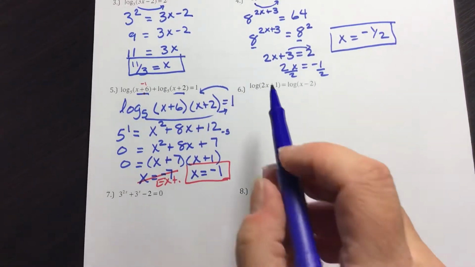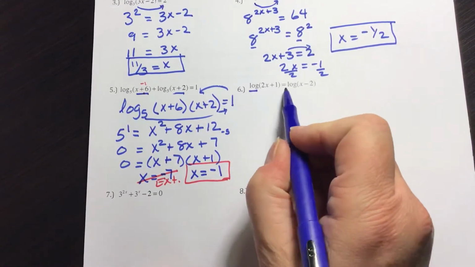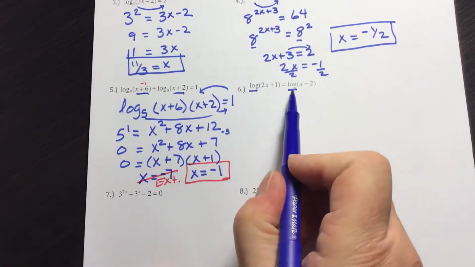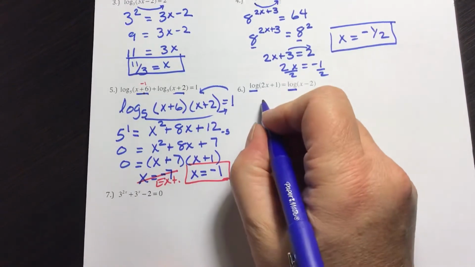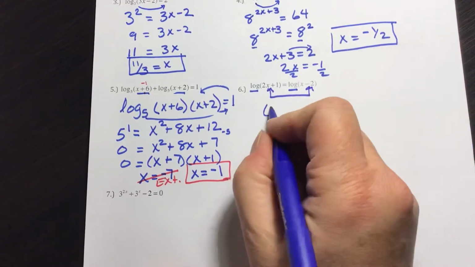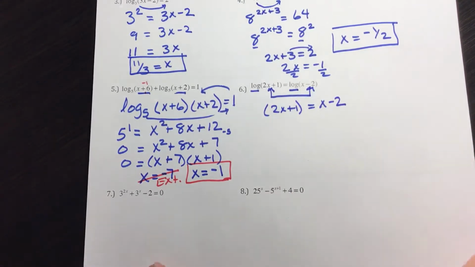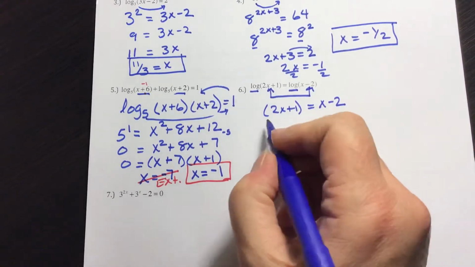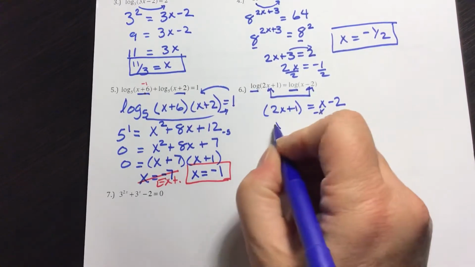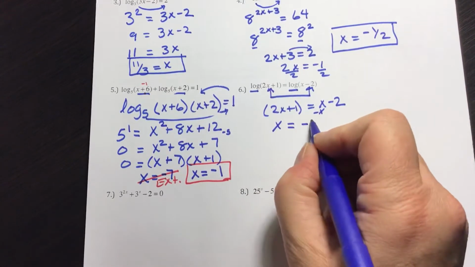All right, so next one, we have log base 10 of something equals log base 10 of something else. And since they're both log base 10, I can say that these parts have to be equal. So I have 2x plus 1 has to equal x minus 2. If I subtract x, I'm going to get 1x, and if I subtract 1, I get -3.